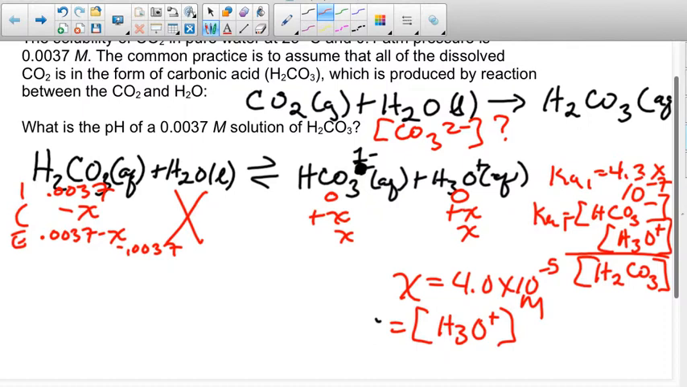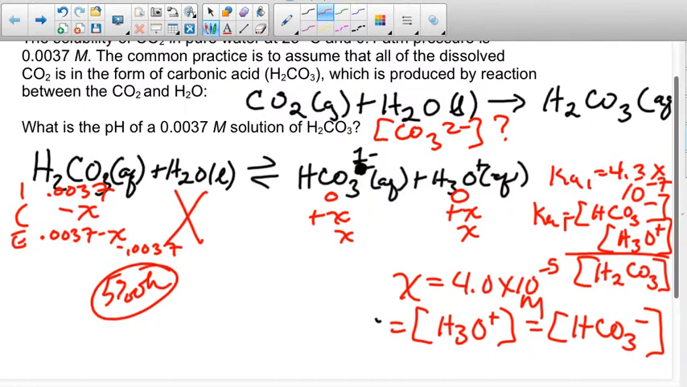Yeah, go ahead, Becky. And also the hydrogen carbonate ion. Good, the hydrogen carbonate ion. It is the concentration of both of those, correct? Questions? We good? Was my 5% good on that? I was, right? Probably. We'll call it good.